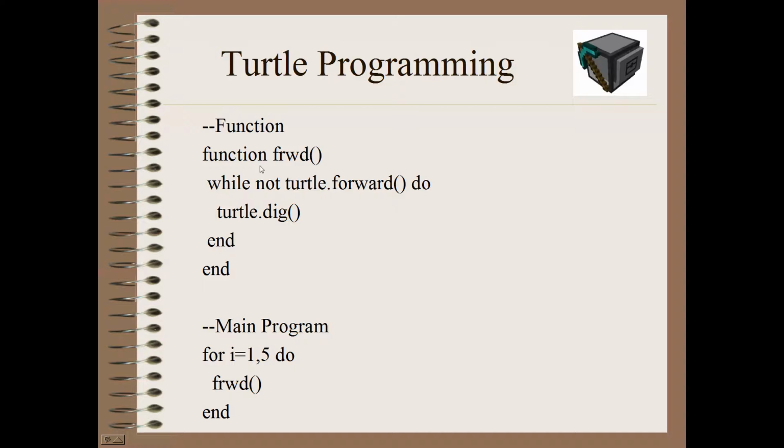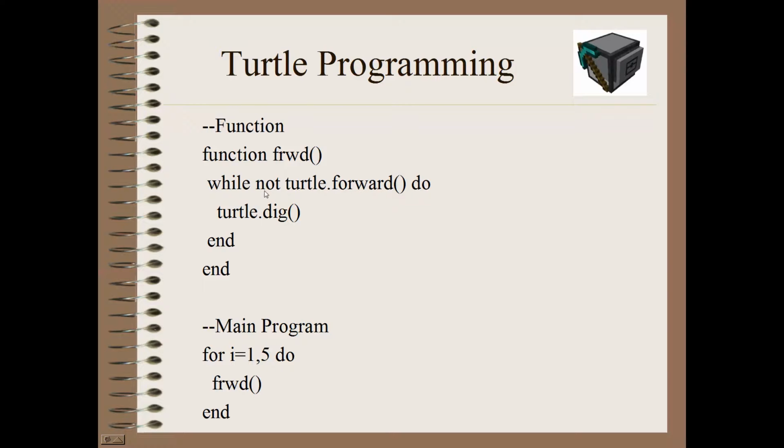The function that we're going to create is frwd for forward, and then a couple of open and closed parentheses. While not turtle.forward, what this means is we're going to do this while we're not moving forward, if we come to an obstacle or some kind of impediment to our path, we're going to do the following. We're going to do turtle.dig. So this is a very powerful little statement that's used quite a bit in Lua and in the turtle programs. So while not turtle.forward, or once the turtle becomes stuck, it's going to dig.